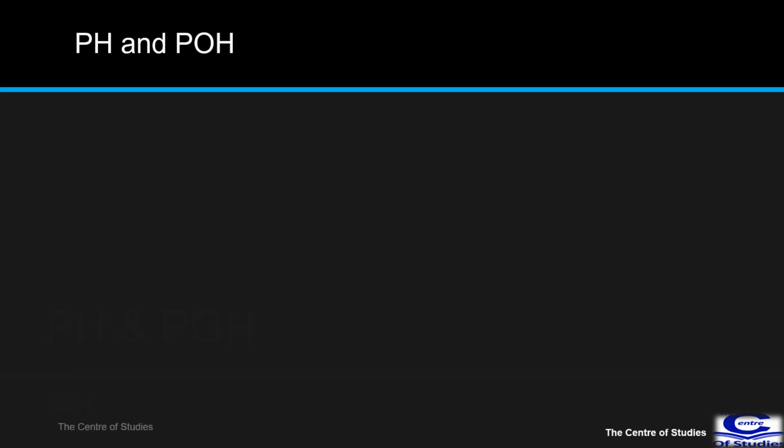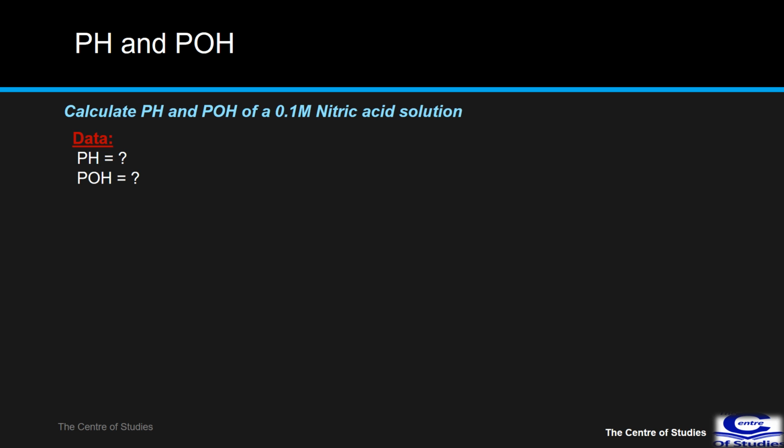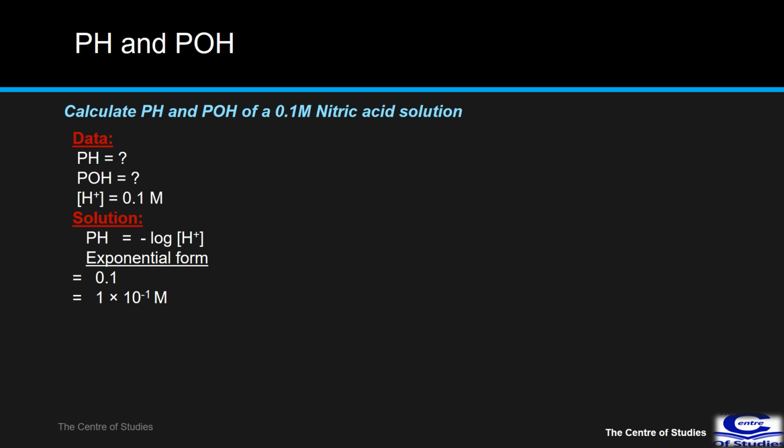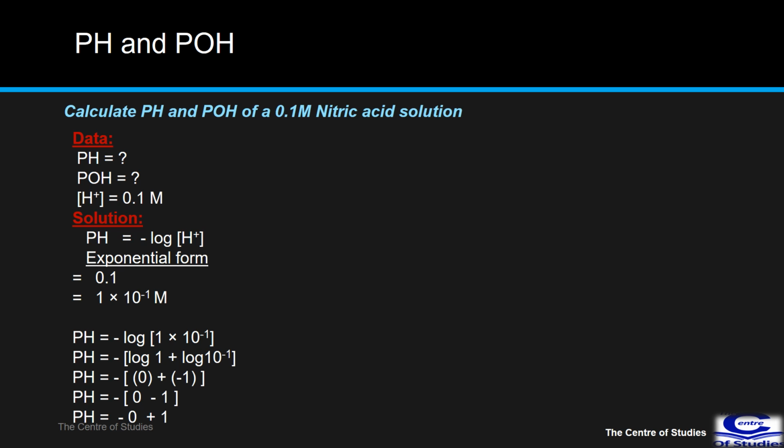Now the last topic is pH and pOH. Calculate the pH and pOH of a 0.1 molar nitric acid solution. We need to find the pH and pOH where the molarity is 0.1 molar. Now by using the formula pH is equal to minus log of H positive ion, we have to convert the molarity into scientific notation. So 0.1 becomes 1 into 10 raised to power minus 1 molar. Now the equation becomes pH is equal to minus log of 1 into 10 raised to power minus 1. By doing the log calculation, we get the answer pH is equal to 1.